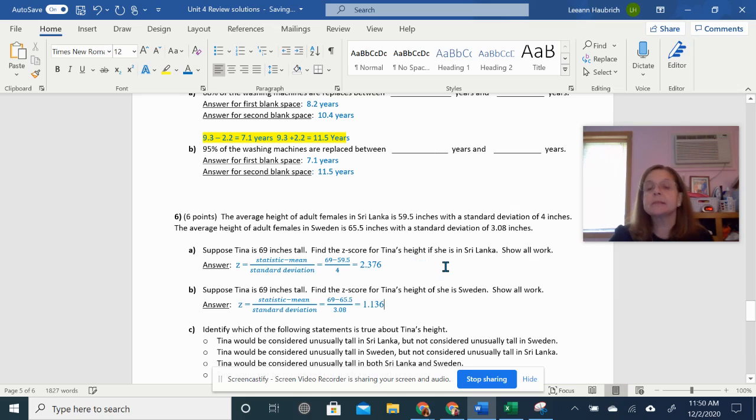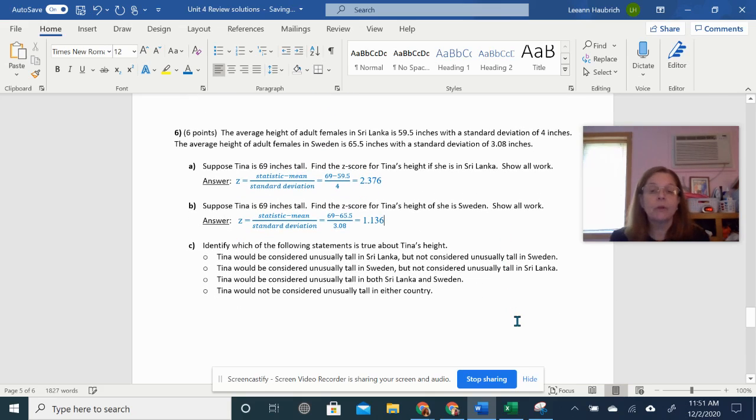We would have to get into something called p-values. We do not do that in this course to really get the strength of evidence, but we have enough evidence to say she's more than 2 standard deviations above the mean, which means she's tall for people in Sri Lanka.